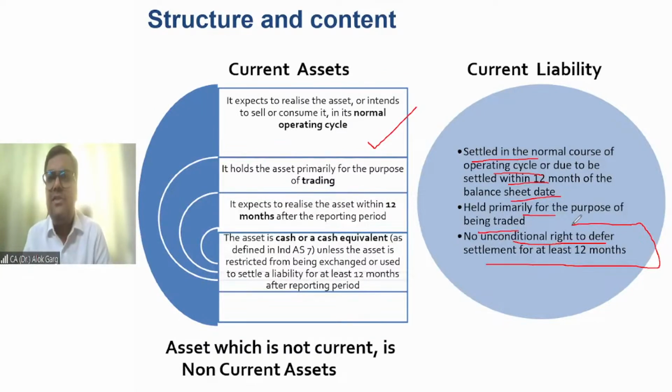Of course, leaves will be adjusted because the company does not have any unconditional right to defer the settlement of this leave encashment liability for more than 12 months. Are you getting me? So friends, in this case, you can find a lot of companies who are showing this entire leave encashment liability as a short-term liability, as a current liability. Why? Because they don't have any unconditional right to defer the settlement beyond 12 months.